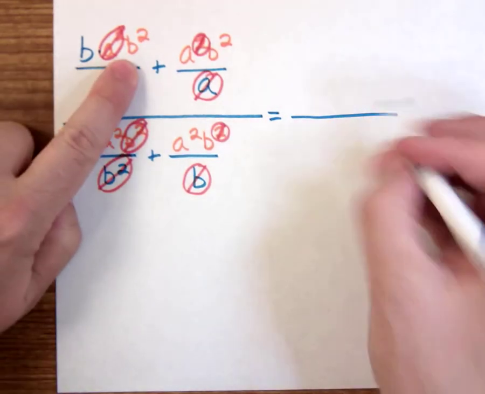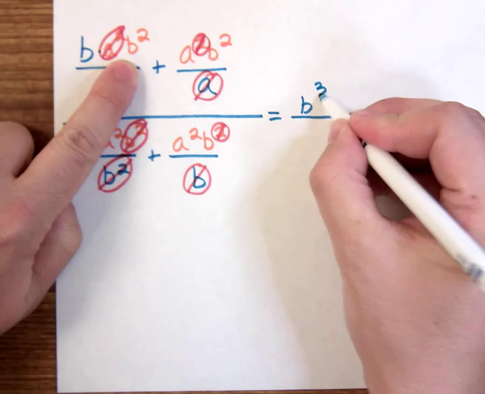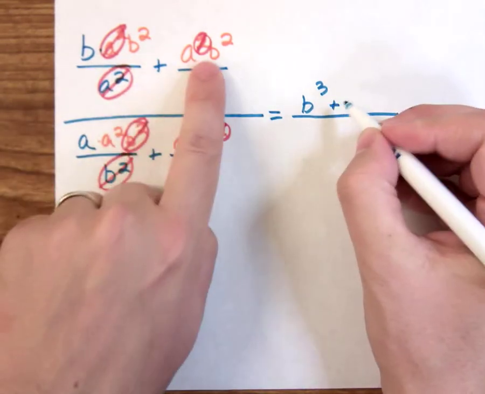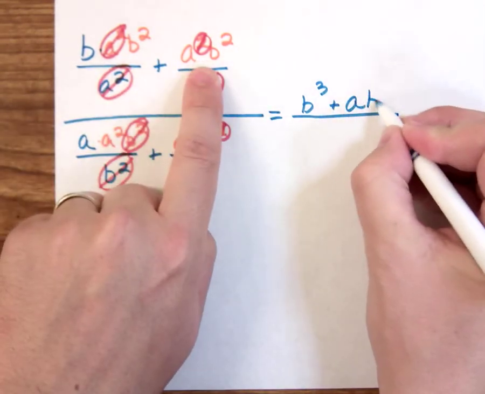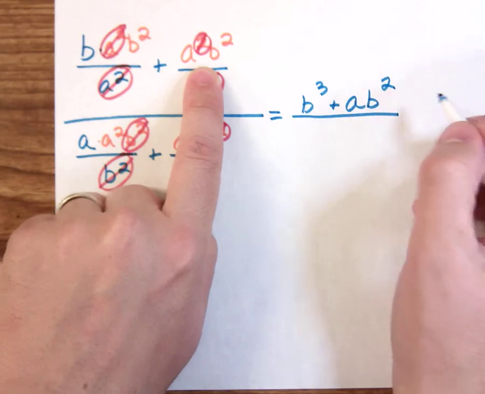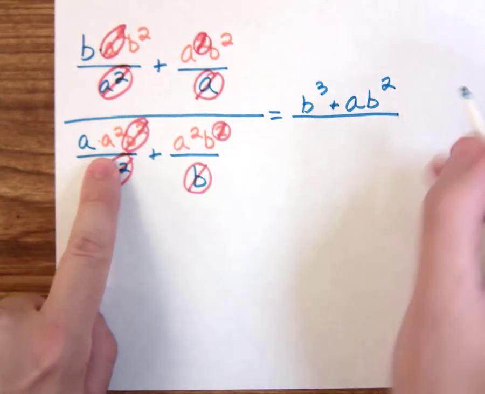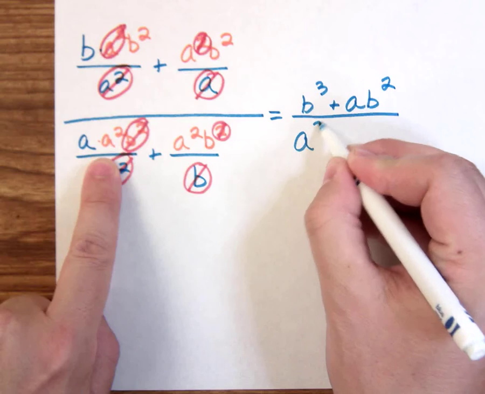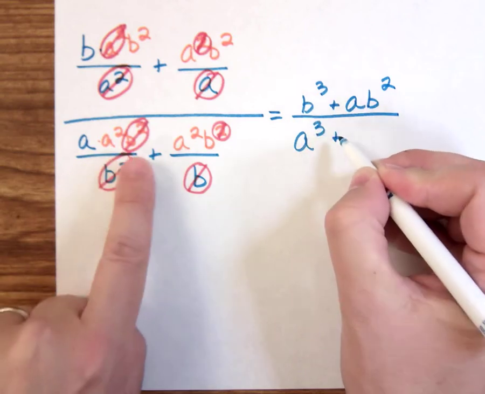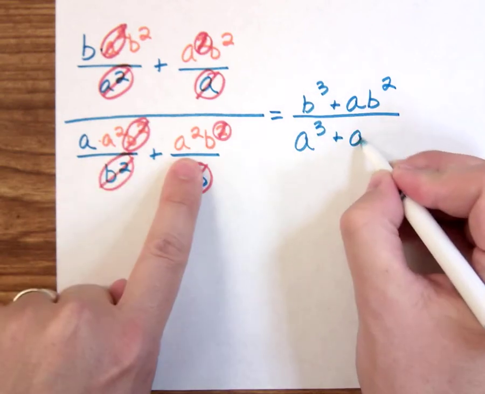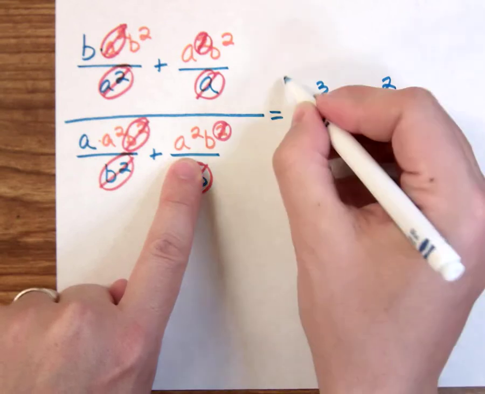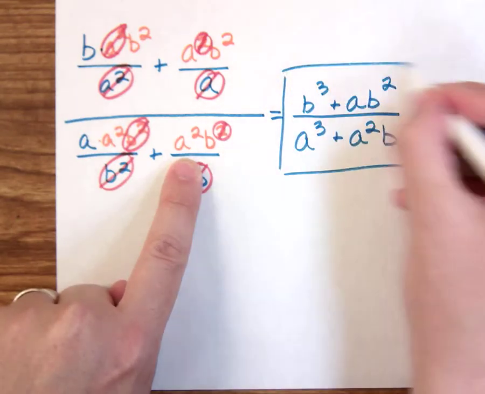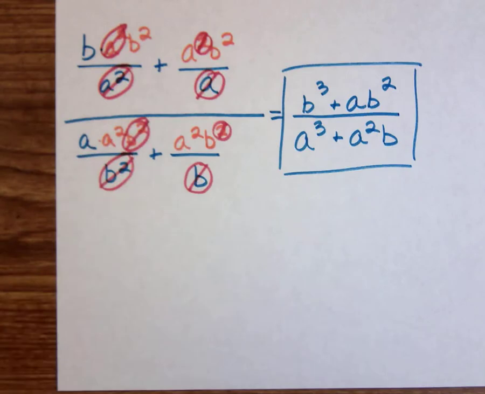B times B squared is B cubed plus AB squared. And on the bottom, A times A squared is A cubed plus A squared B. And that's the way, I like it.